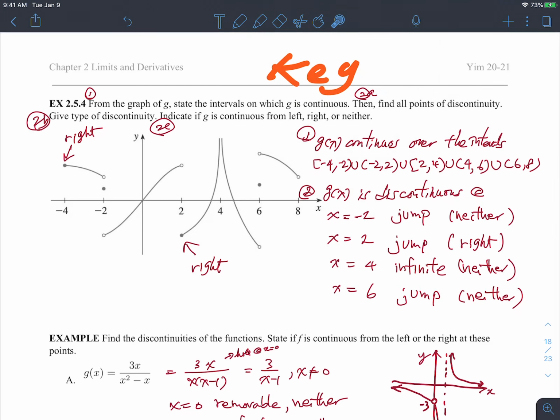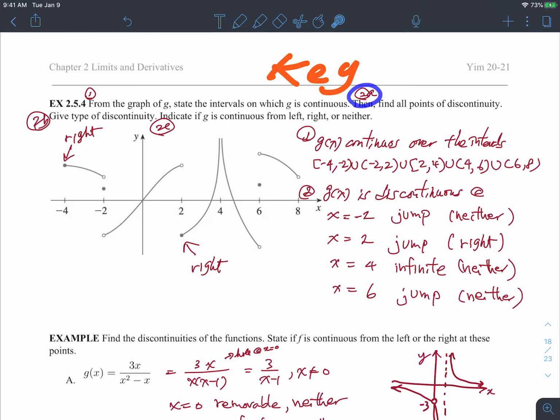Part 1. From the graph, state the interval in which this is continuous. So I wrote it out. It's including negative 4, excluding negative 2, from negative 2 to 2, right? Open interval negative 2 to 2, and including 2 excluding 4 right there, open interval 4 to 6, and open interval 6 to 8. So that's what I did.